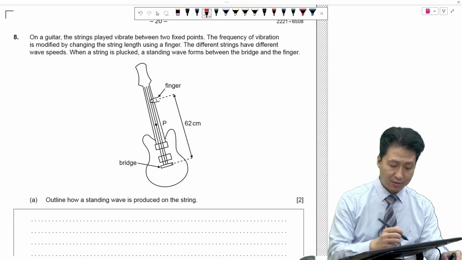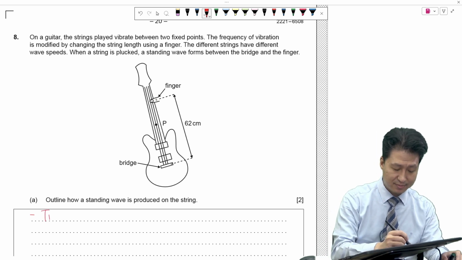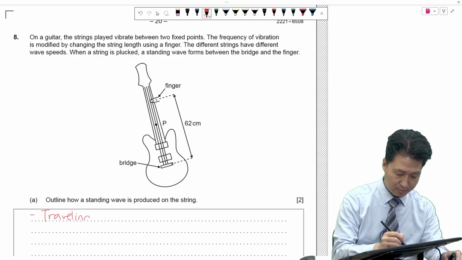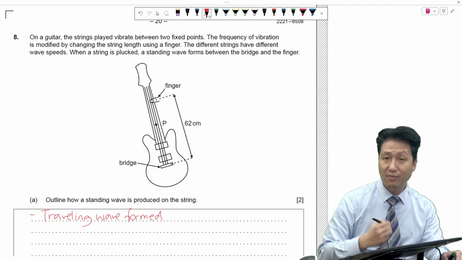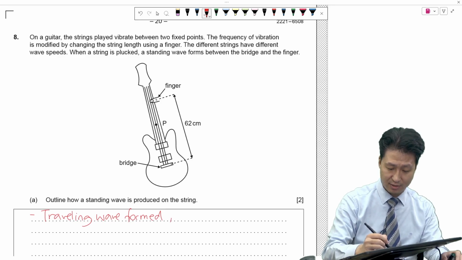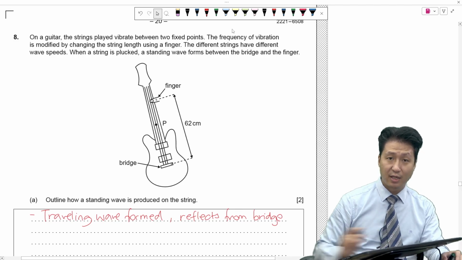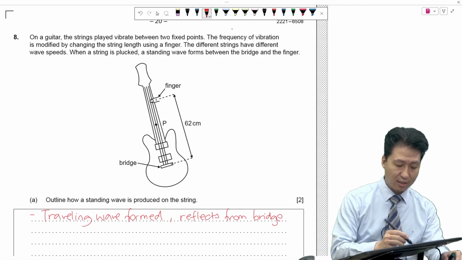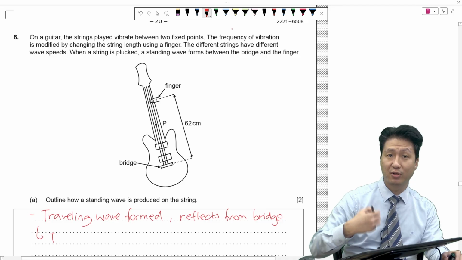So first of all, you have to say that there's a traveling wave that is formed. Now, this traveling wave reflects from one of the bridges. And when it reflects, now you have 2 waves. The traveling wave and the reflected wave superimpose or interfere.